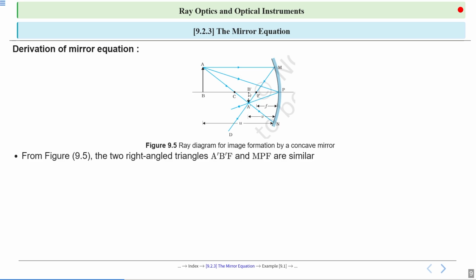Why? Because in MPF, angle P is 90 degrees, because we are considering MP as a straight line. So this is a 90-degree angle. Also, this angle is a vertically opposite angle, so these are also equal. If two angles of any triangle are equal, the third angle is also equal. So this is a common angle, this is a 90-degree angle, so the third angle will be the same also. So by AAA, these two triangles are similar.